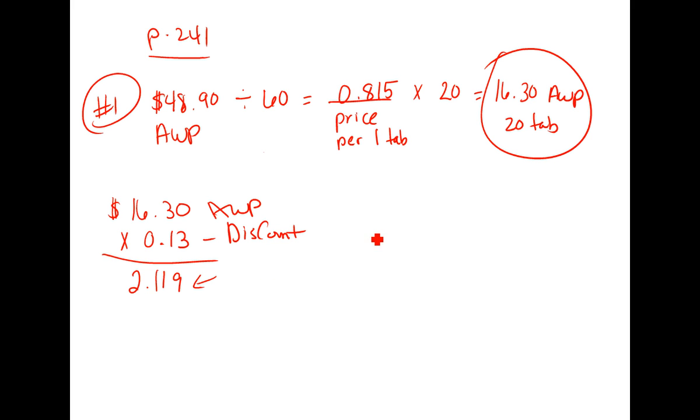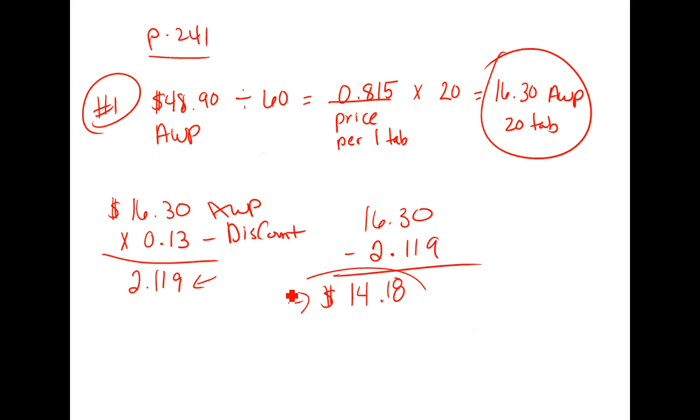Then you take your AWP, 16.30, and subtract your 13%, which is $2.119. Rounded, that will be $14.18. So I round on this number only. Your AWP minus your 13% is going to be your $14.18. Your numbers 1 through 3 will all be done that way. They're just using different numbers.